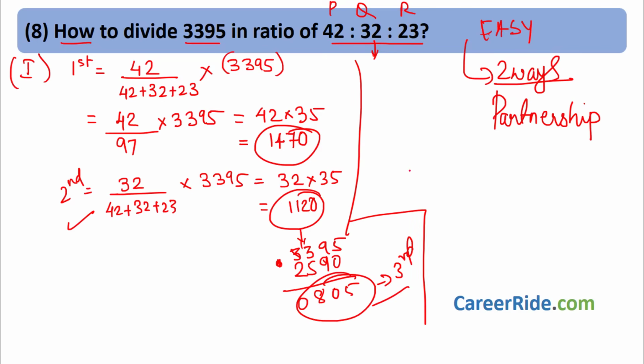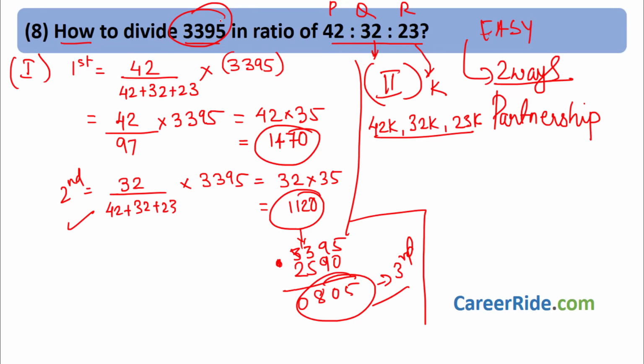Now let's move to the second method using the techniques which we have seen right now. Here it is the ratio, it is not the actual value. We have to find the actual value. So how to find the actual value? Let us assume the common factor to be k. So the actual values are 42k, 32k and 23k. These are the 3 parts of 3395. That means when we add these 3 parts we get 3395.